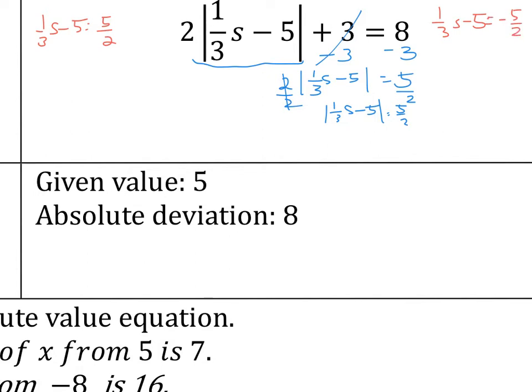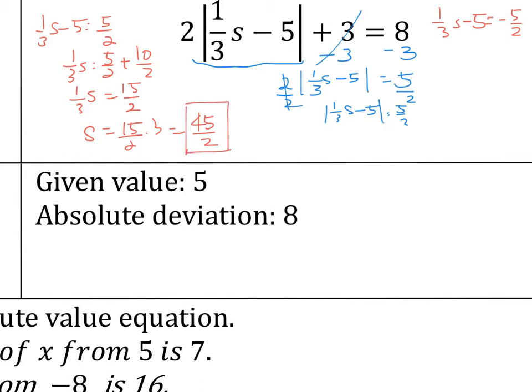Okay, and then I'm going to do the math. So 1/3 s equals 5 over 2 plus 5. I can rewrite 5 as 10 over 2. So 1/3 s equals 15 over 2. And then s would equal 15 over 2 times 3. So it goes 45 over 2.